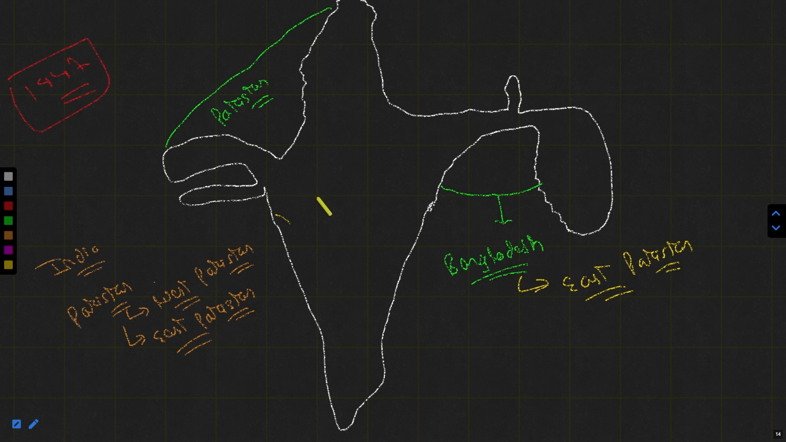Whereas East Pakistan, or Bangladesh, was created in the year 1971. Okay. So that is the picture. All right. So when India got independence in 1947, there was a Radcliffe Award.